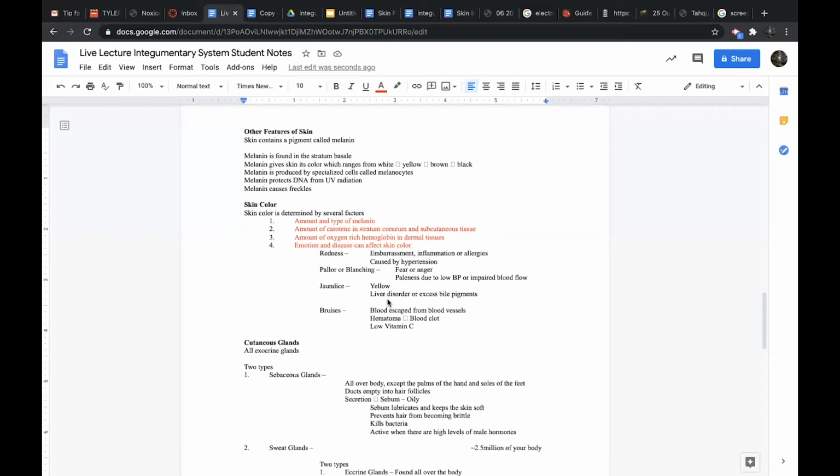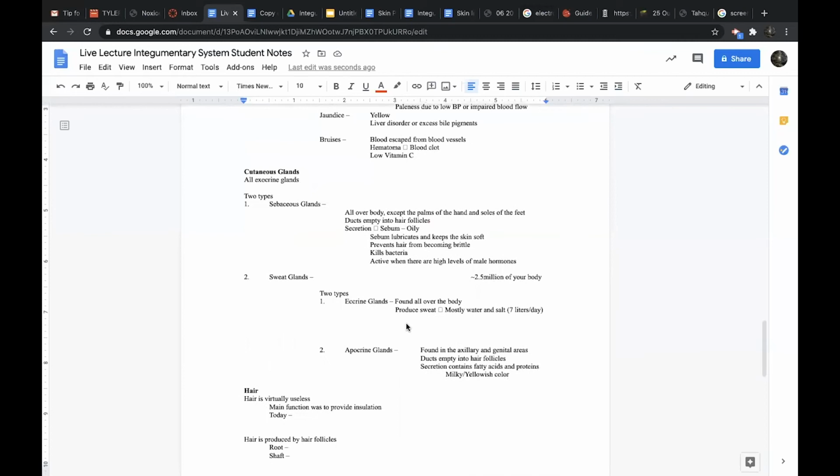So jaundice is a liver disorder, an excess of bile pigments, so that kind of turns your skin a yellowish orange color. Bruises, obviously, that's blood escaped from blood vessels. A hematoma is essentially a blood clot, or low vitamin C can give you an increased risk for bruising as well. Okay, I think that's it for that one.